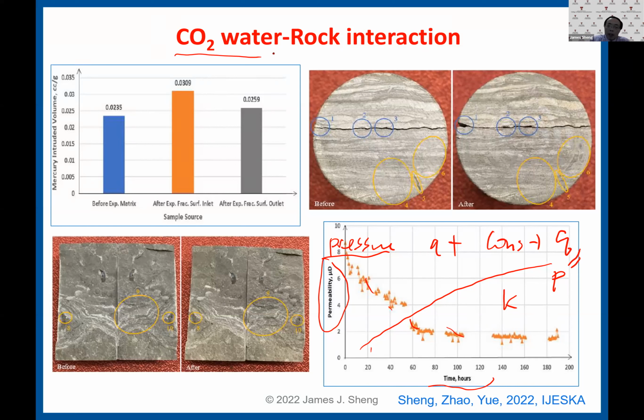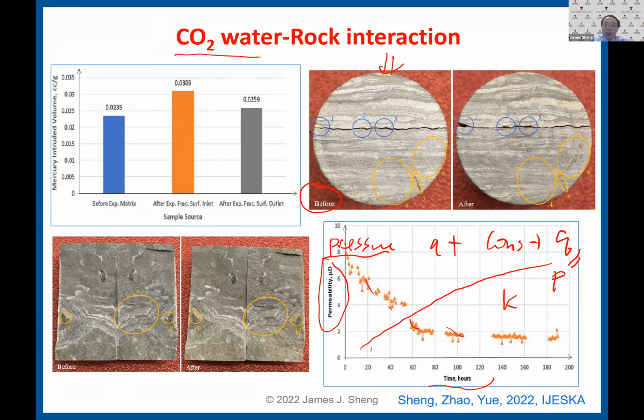So let's look at some pictures. Let's look at the upper right-hand side picture first. The left picture is before we did an injection. This is the outlet, the injection site, the surface.